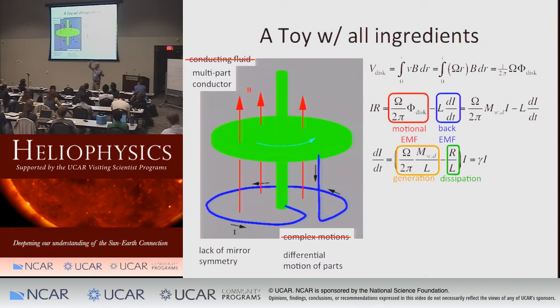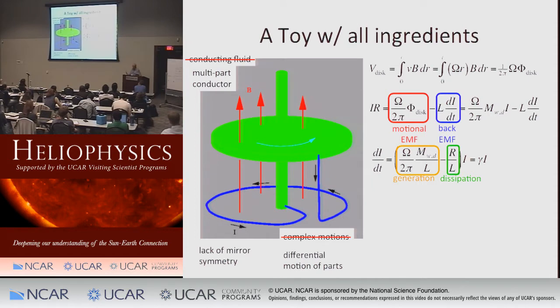exponential. Yeah. What is M? M is the mutual inductance. It's the mutual inductance of the wire to the disk. How much the current in the wire generates flux in the disk. Okay, it's just a geometrical constant, really.